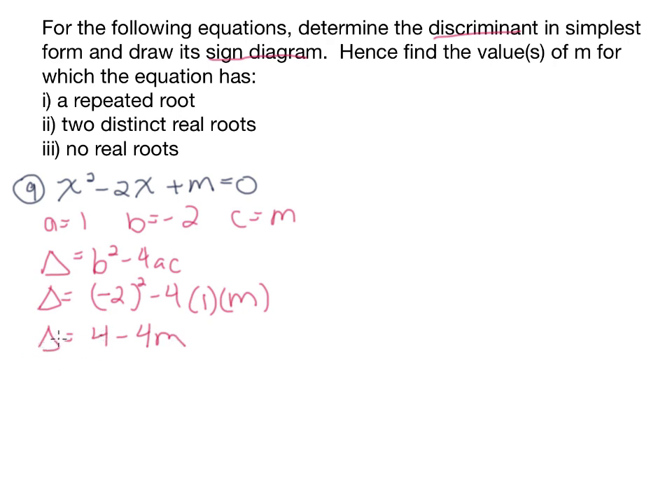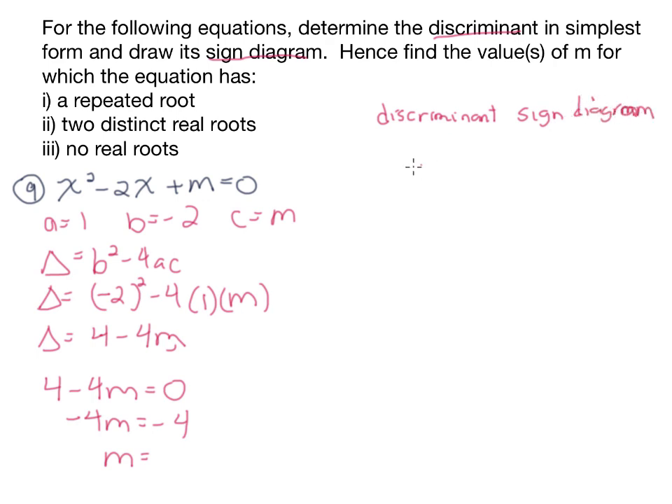To find our sign diagram, the first thing you do is you take your discriminant and you set it equal to 0. Solve for the missing variable. So in this case, m would be equal to 1. So I'm going to make my discriminant sign diagram. I draw a number line, and I write on the number line the numbers in which our discriminant was equal to 0. So that's at 1. Now I want to choose some values on each side of that 1, plug it into my discriminant, and see if I get a positive discriminant or a negative discriminant.